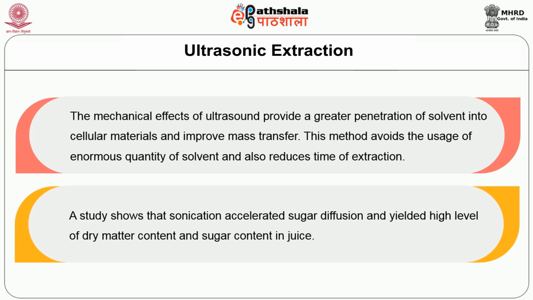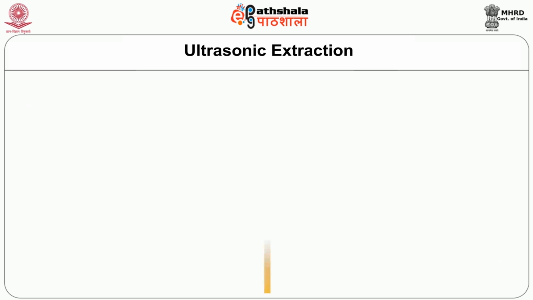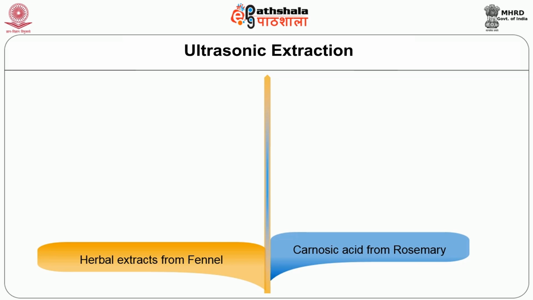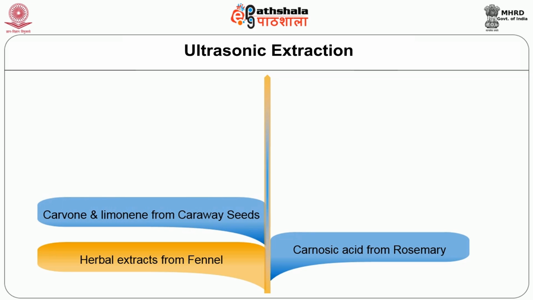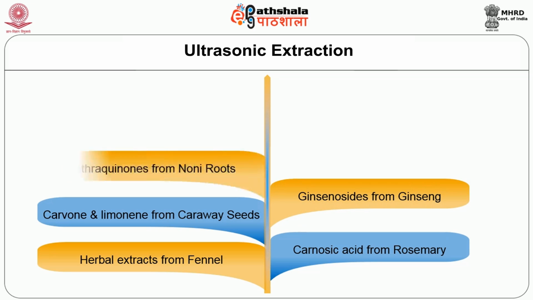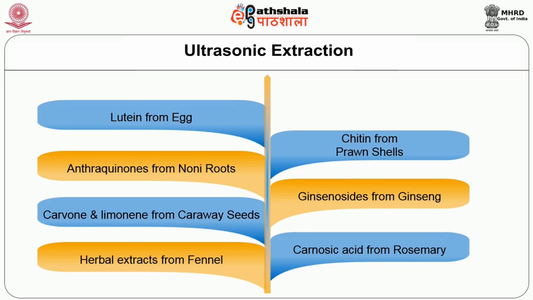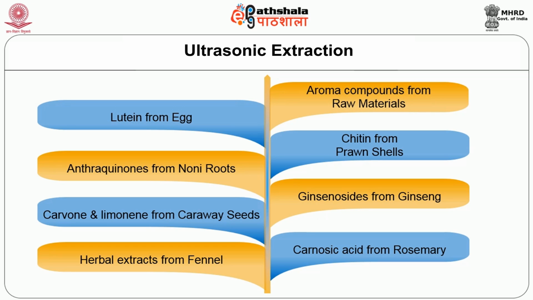A study shows that sonication accelerated sugar diffusion and yielded high levels of dry matter content and sugar content in juice. Ultrasound extraction has been successfully carried out to obtain herbal extract from fennel, hops, marigold and mint, carnosic acid from rosemary, carvone and limonene from caraway seeds, ginsenosides from ginseng, and anthraquinones from noni root, chitin from prawn shells, lutein from egg, polyphenols, polysaccharides, carotenoids, anthocyanins, tartaric acid and various aroma components from different types of raw materials.